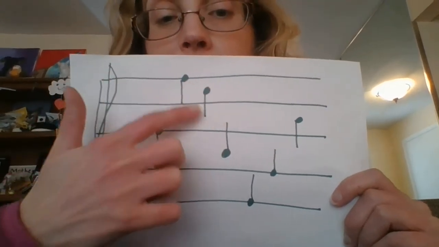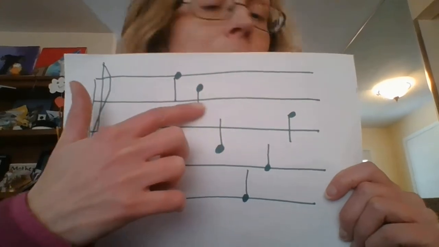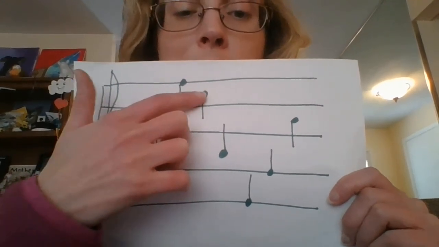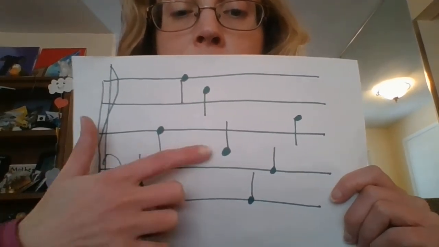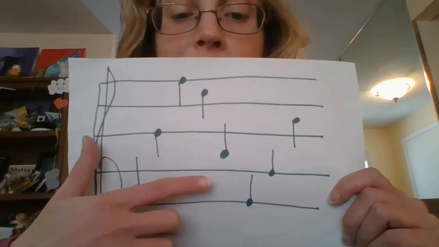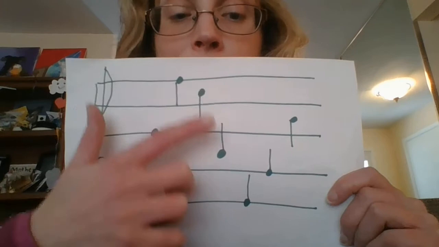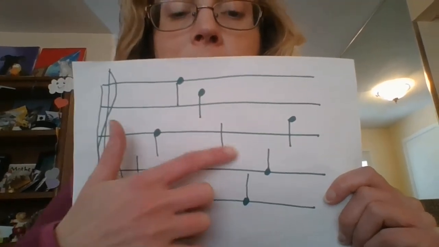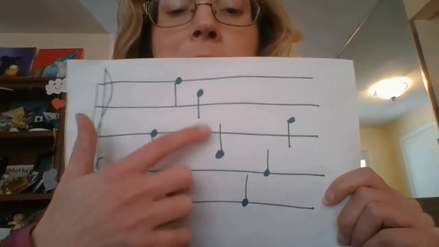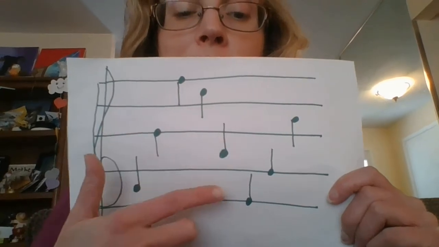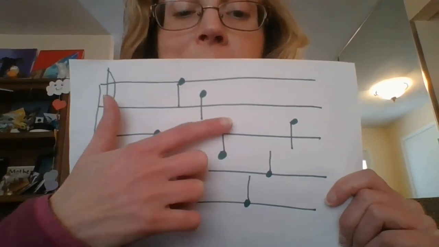What about this one here? Is this a line or space note? It's a space note because there's no line in the middle. Let's count the spaces. One, two, three, four. How do we spell the word face? F, A, C, and it's an E note. Very good. What about this note right here? See how there's no line in the middle? So it's a space note. Good job.